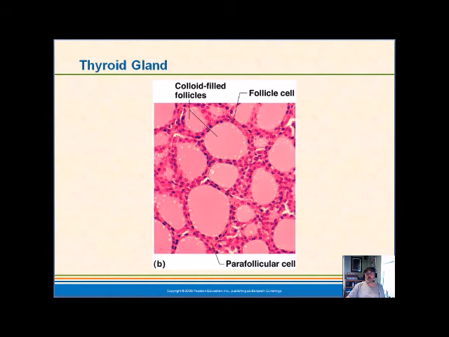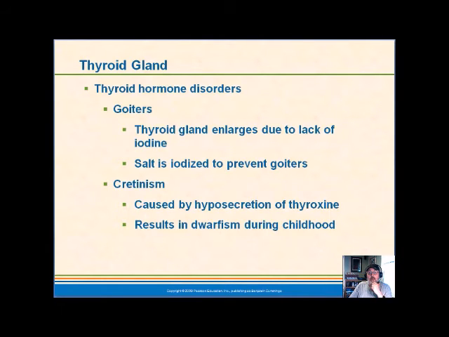Now, there are some problems that can occur. We have these follicle cells which produce material, and then we have these follicles with a substance called colloid, which gets stored. And if we don't have enough iodine in our diet to combine with the colloid, you get a swelling of that gland, which results in something called a goiter. A thyroid gland gets enlarged due to a lack of iodine.